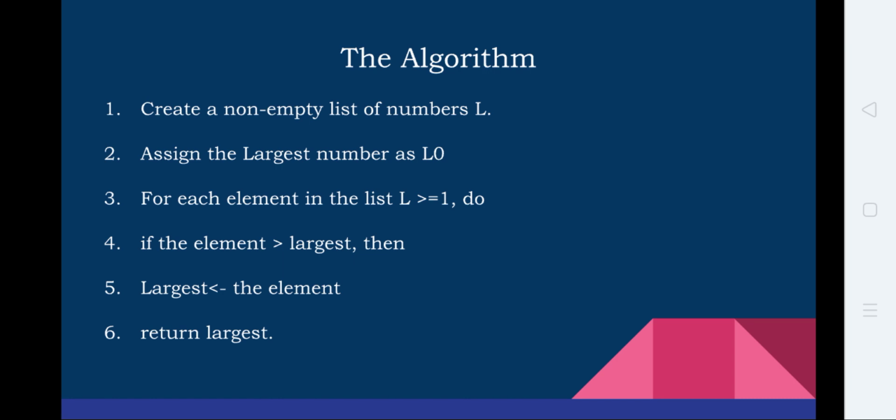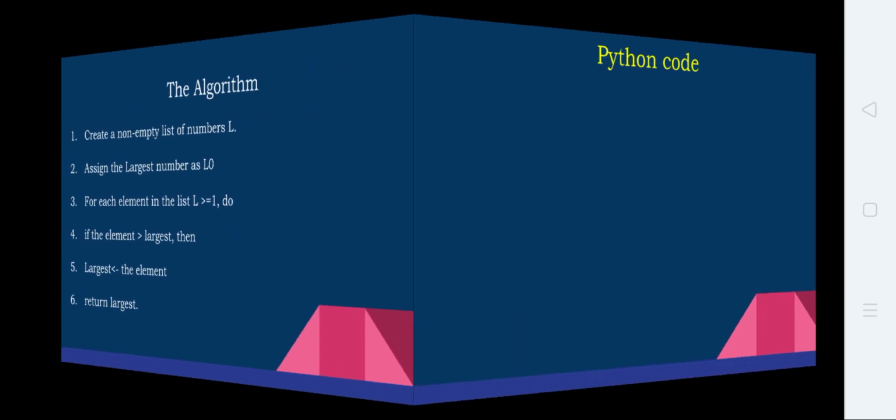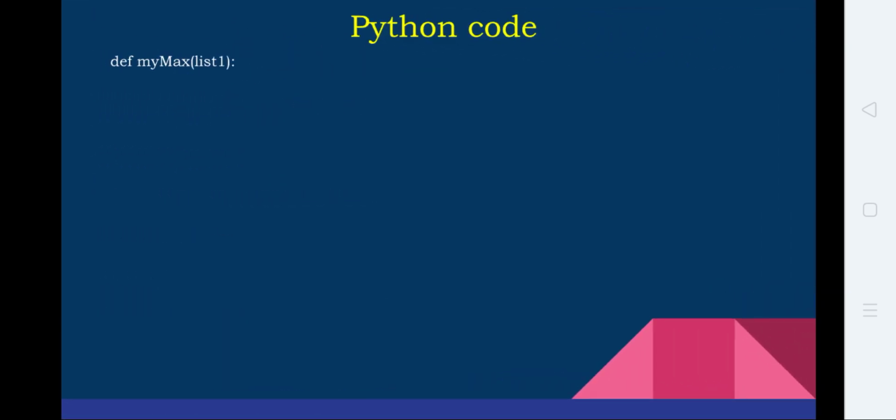Let us see how to do the Python coding for this logic. So as usual, the function definition starts with my_max(list1). So my_max is the function we are using here and list1 is the list of elements given. First we assume max is equal to list1[0], that is the first element. The index 0 means the first element is assigned as the maximum value.